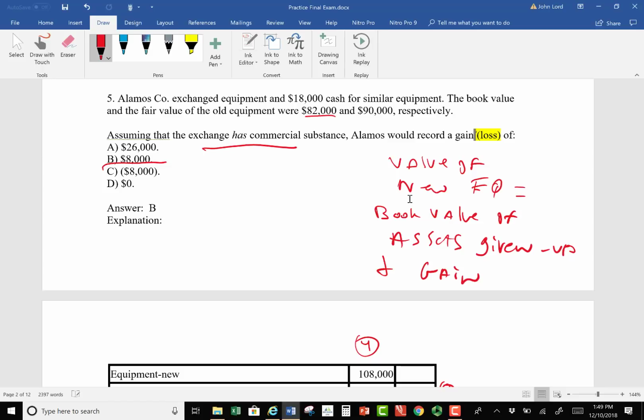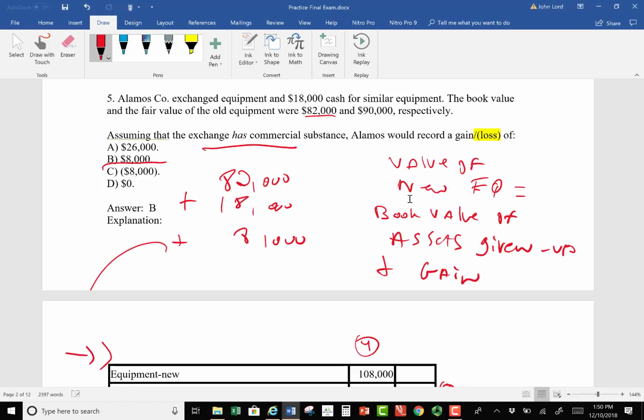They tell me 82 plus the 18,000 cash is an asset that was given up, wasn't it? Okay, and the book value of the cash is always whatever the cash amount is. There's no difference between book value of cash and the amount of cash. And then plus the gain was what? Gain was 8,000. And if you add all that up, you get that number, 108,000.